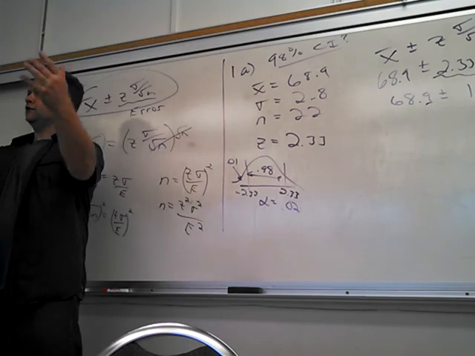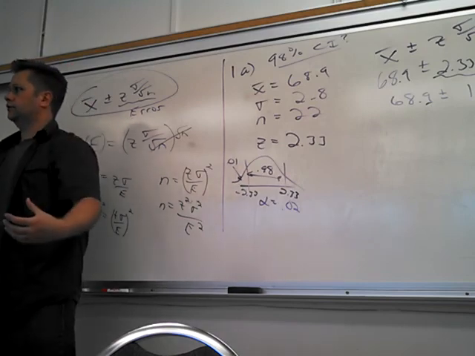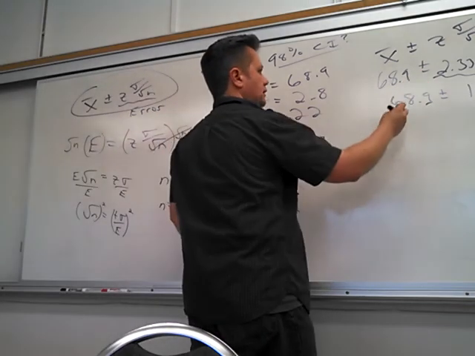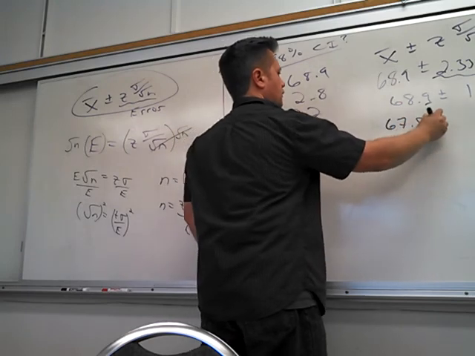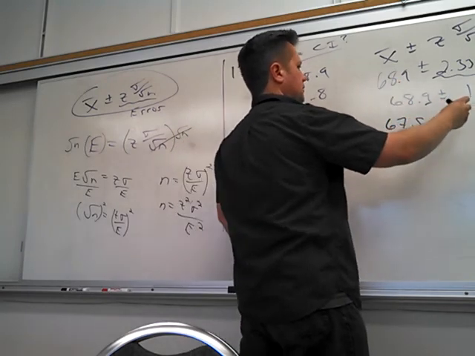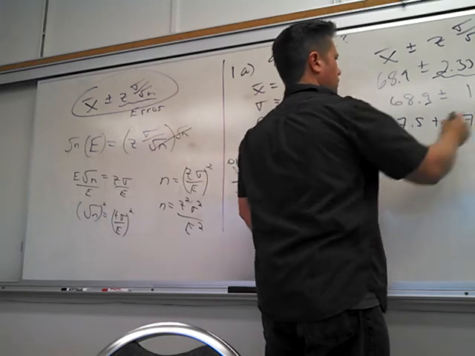So now my confidence interval, now I just have to add that, subtract that from 68.9. So if I subtract it, I get down to 67.5. If I add that, I get up to 70.3.